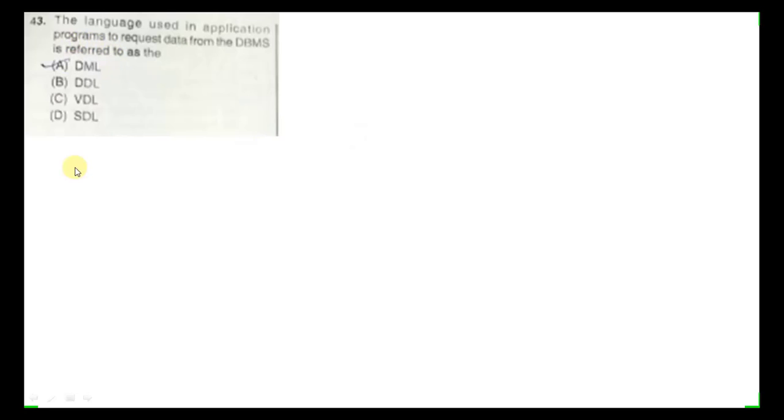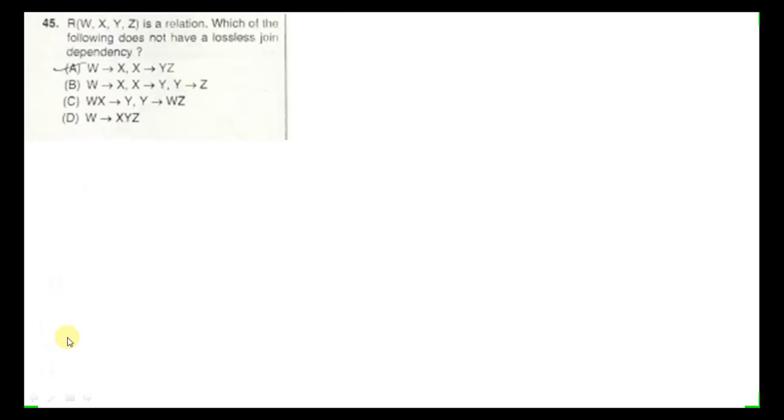The next question, question number 43, is saying that the language used in application programs to request data from DBMS is referred to as. So the request means a select operation. Select comes under the DML, so DML is the right answer. In DML we can get the select, insert, update and delete operations, and under the DDL we can get the commands such as create, alter, drop, truncate and rename. Here the answer is DML, which stands for data manipulation language.